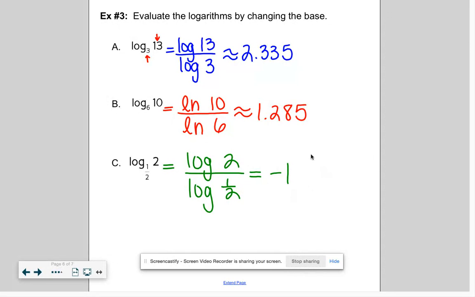Anybody know why this one's not a decimal? It's not a decimal because you could have computed it without using a calculator. Log base 1/2 of 2. That means 1/2 to what power equals 2. See how these are flipped? A negative exponent, like -1, would make that a reciprocal. So that's why your answer is not a decimal that time.